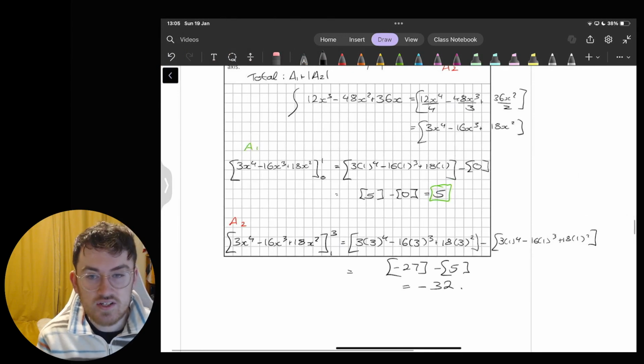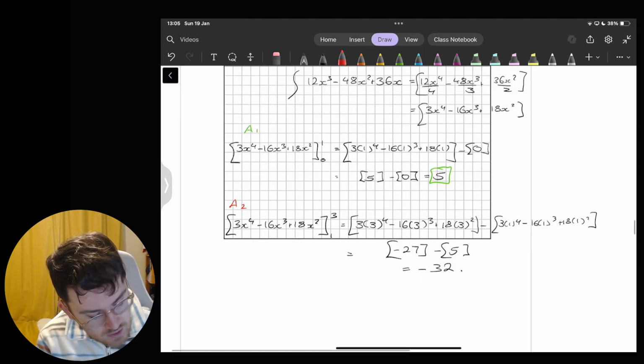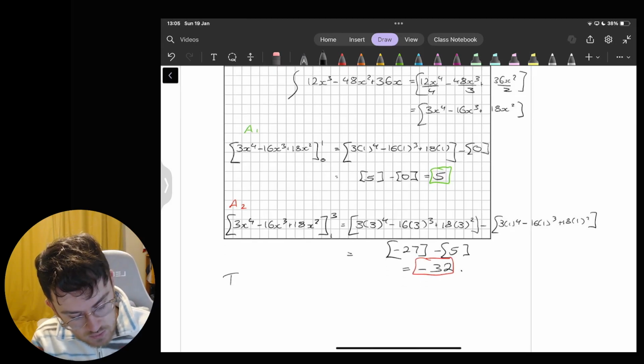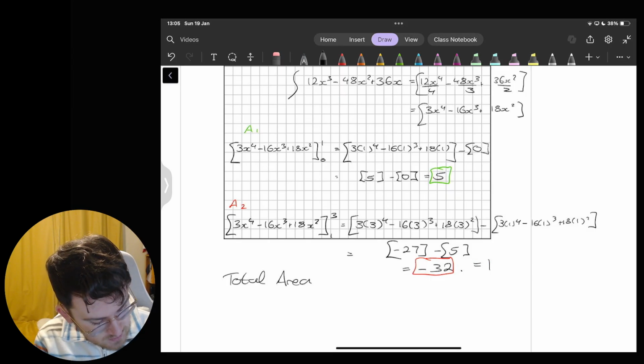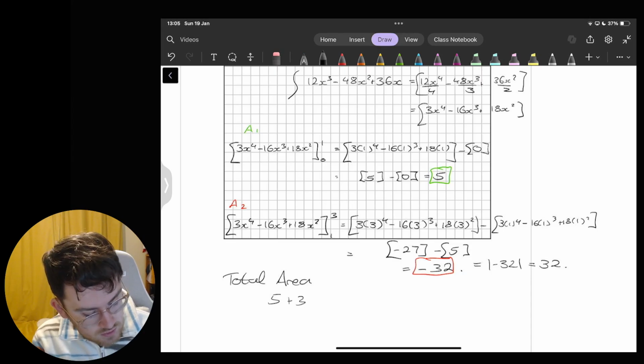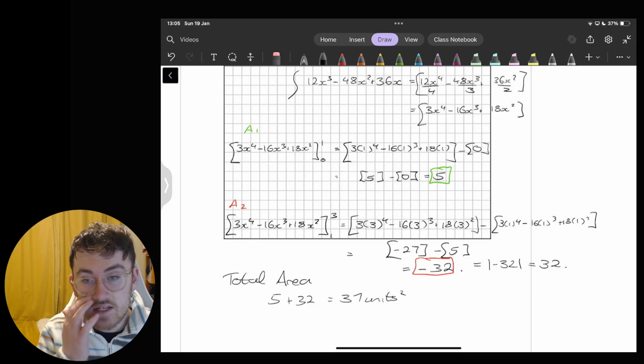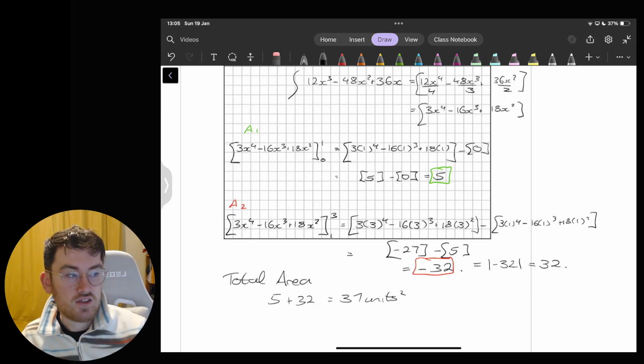A larger quantity, expected, a negative quantity, expected. So we just have to be careful when we come to find the total area. We make sure that we take the absolute value of that, get 32. So the total area is 5 plus 32, which is 37 units squared. So that idea of making that recognition that area 2 needs to be positive, the 32, and then adding those together. It's those small little things that are going to help us out here.